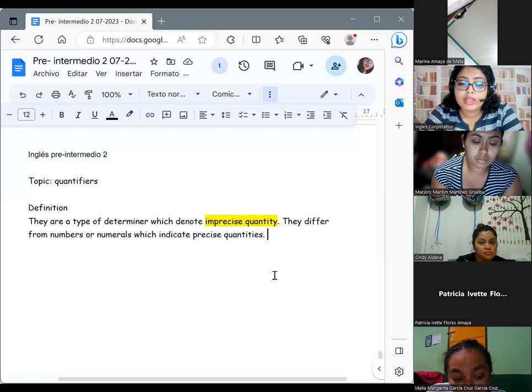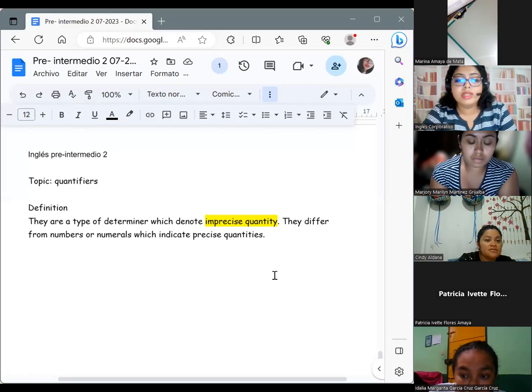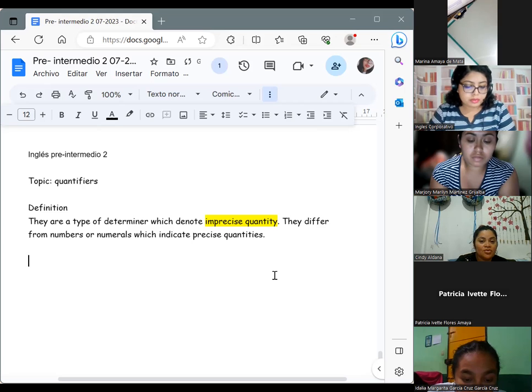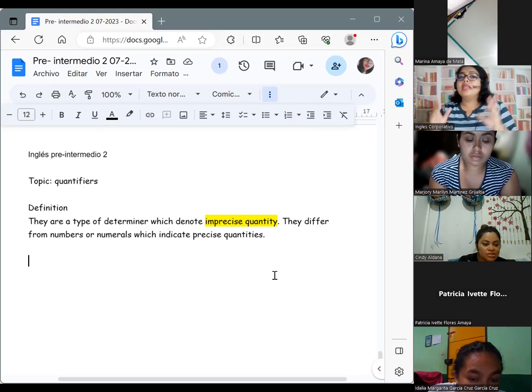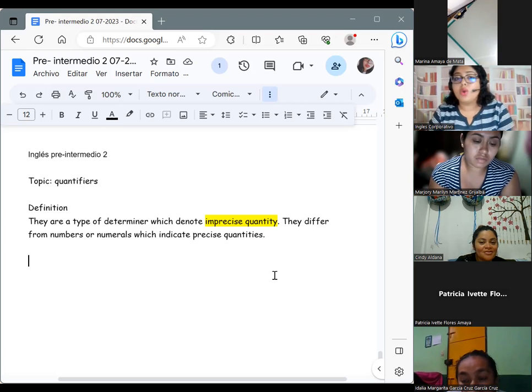And with the quantifiers, you don't have this precise quantity. You just have an imprecise quantity and you are not sure about the quantity of something. So in this case, it is very different from numbers. And we are going to see the most common examples, and we are going to see the words. In this case, the quantifiers are words that talk about quantity, but in this case, imprecise quantity.